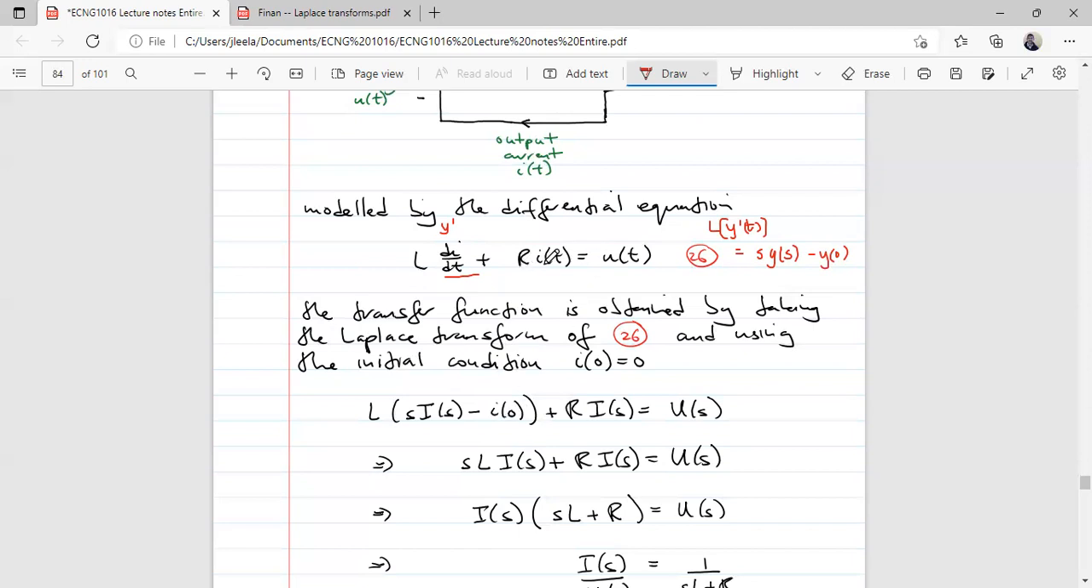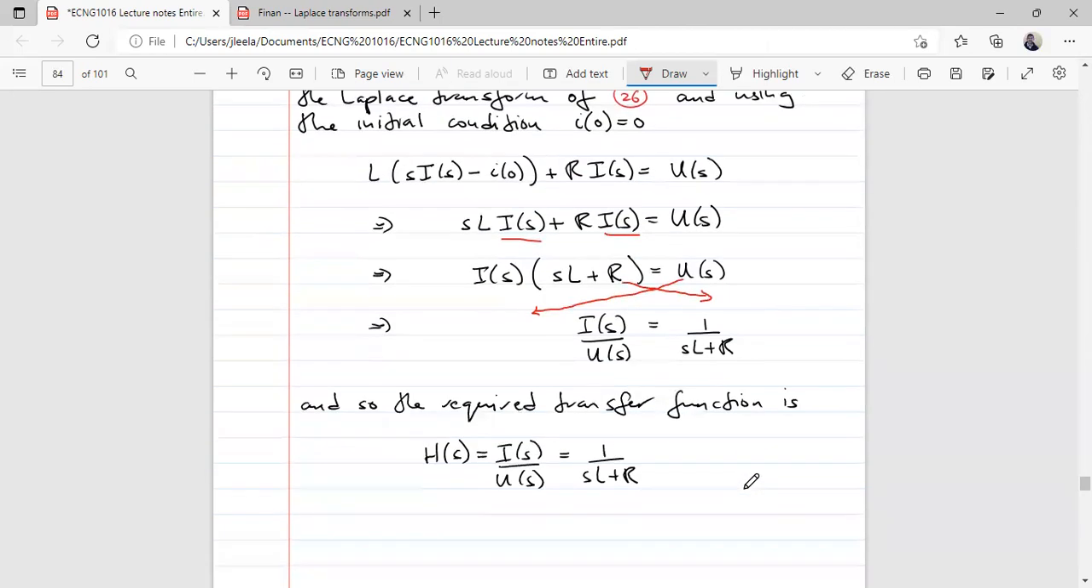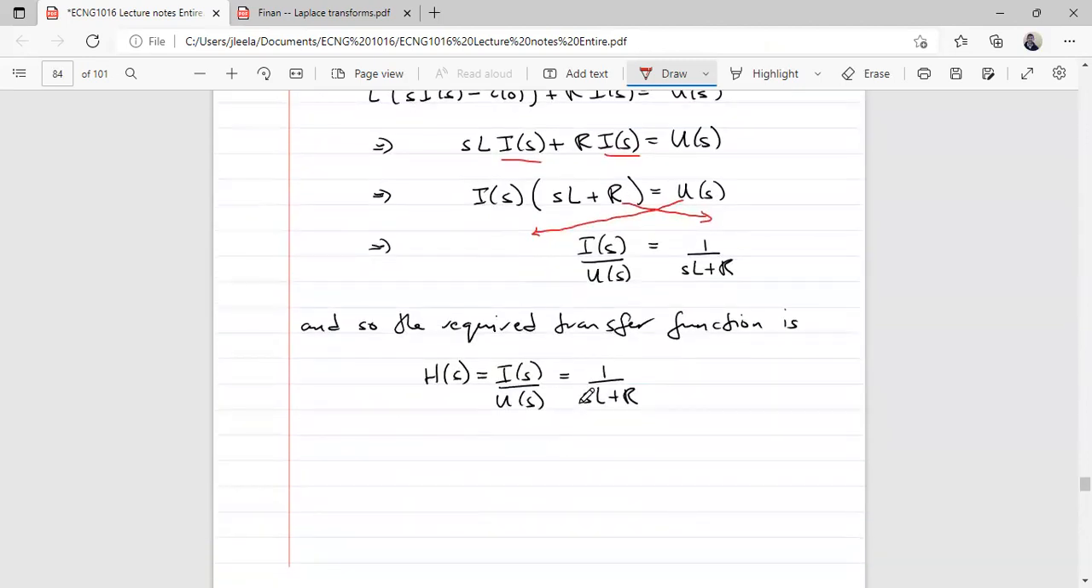And then your Laplace transform of R i(t): you pull the R on the outside and you have I(s), and then your Laplace of u(t) will be U(s). Then these two terms on the left, you could factor the I(s), so you'll get (sL plus R) I(s) is equal to U(s). So I(s) over U(s) is 1 over sL plus R. And that defines the transfer function H(s) = I(s)/U(s) = 1 over (sL plus R).